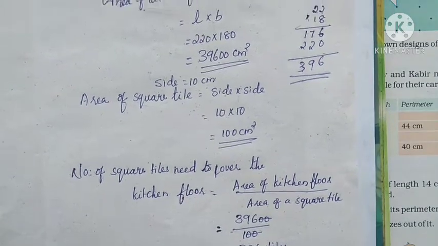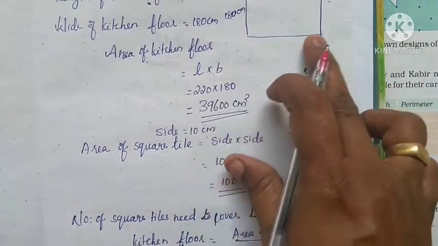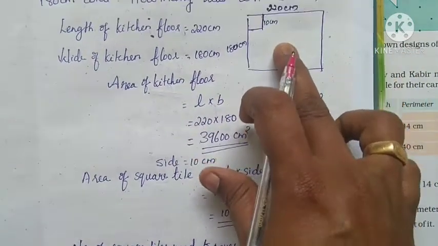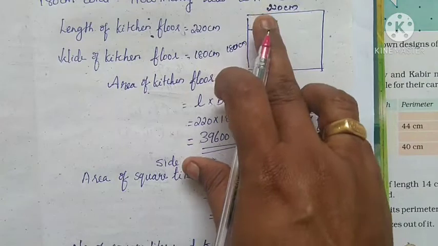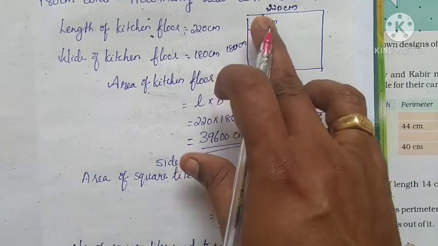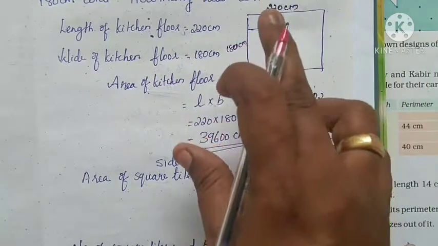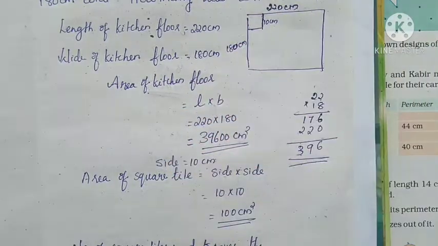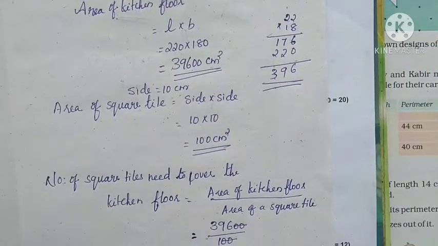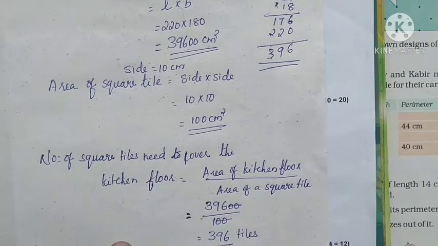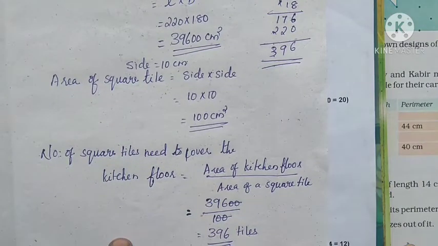396. Understand? First we have to find out the area of the kitchen floor, and then we need to find out the area of the tile. Then the area of the big rectangle divided by the area of the small rectangle. That way we find the number of tiles. Understand all of you? Then move to the next question.